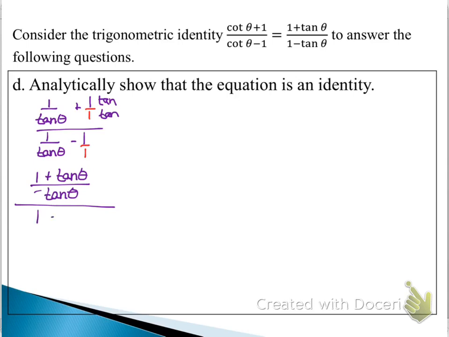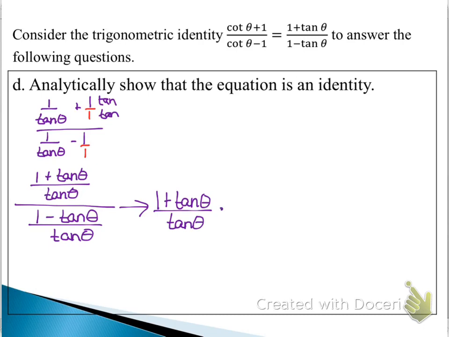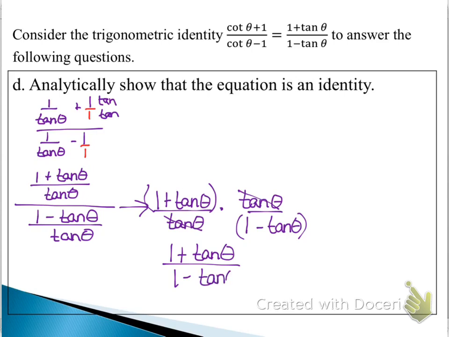It's going to be 1 minus tangent theta all over tangent theta. Copy, dot, flop. So we copy 1 plus tangent theta over tangent theta, dot, flop, over 1 minus tangent theta. And you notice that these are in parentheses, but we can cancel. If you've got a tangent theta in the denominator and the numerator, those cancel. So our final answer is 1 plus tangent theta over 1 minus tangent theta, which verifies the identity right there.